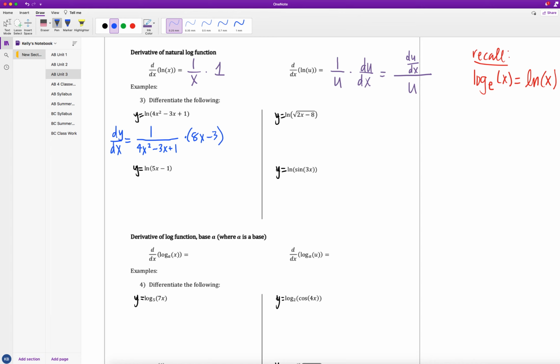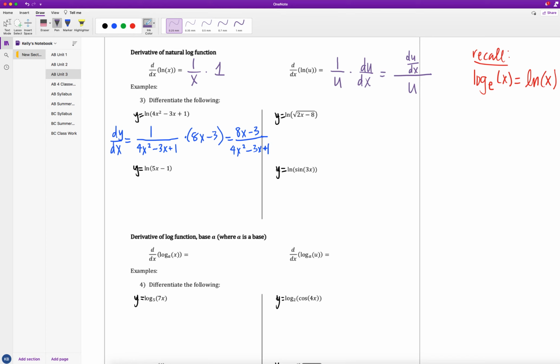And a lot of the time, so that we don't have to write a fraction times another constant, we can have the 8x minus 3 just move to the top part of that fraction over the 4x squared minus 3x plus 1. So feel free to write these as one fraction where the numerator is the derivative of the inside. And to save a little bit of space, I'm going to start doing that as we move throughout the rest of these problems. So let's look at example B.